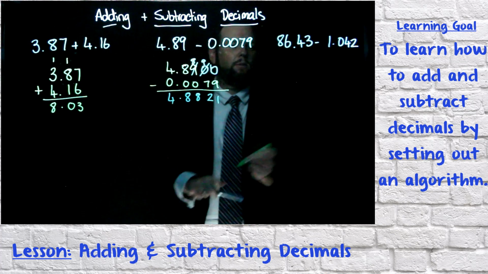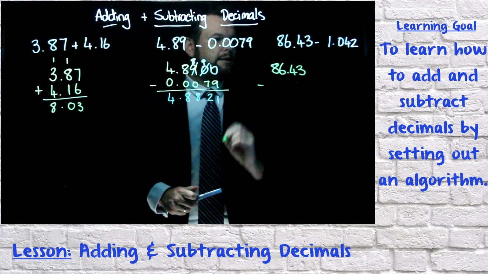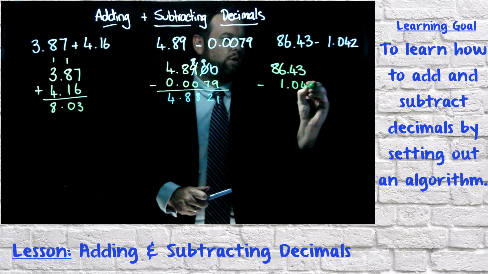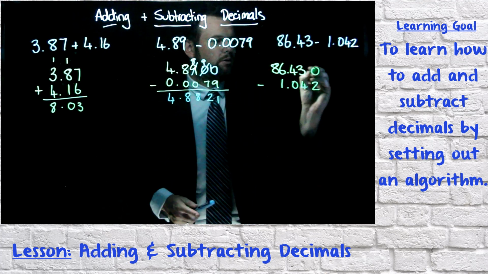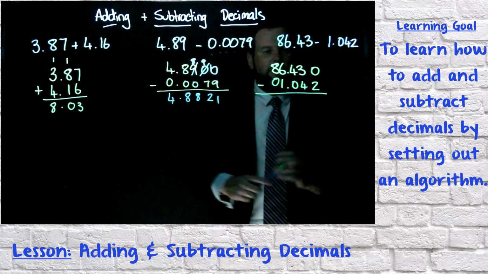Let's do this next one. We've got 86.43. Take away 1.042. So once again, there's a couple of spaces here. We can just put our zeros in, okay, and now we're ready to do our algorithm.